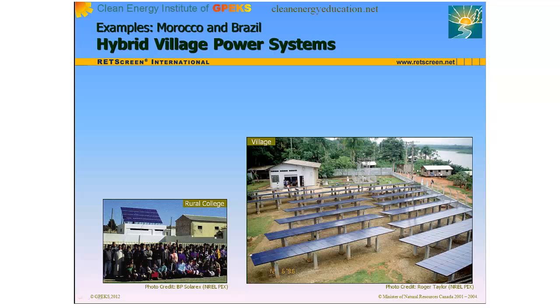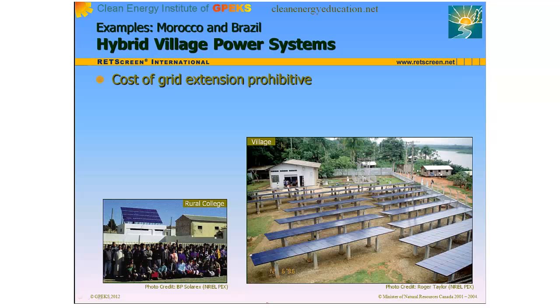Hybrid village power systems, examples from Morocco and Brazil. A previous slide showed how photovoltaics could provide power for lighting in individual homes in the developing world. Another approach to electrifying remote rural areas is to build a mini-grid for the village and use a photovoltaic hybrid system to power this grid. This has several advantages. It makes electricity available to a larger group of people, and it permits generation and storage capacity to be used more efficiently.